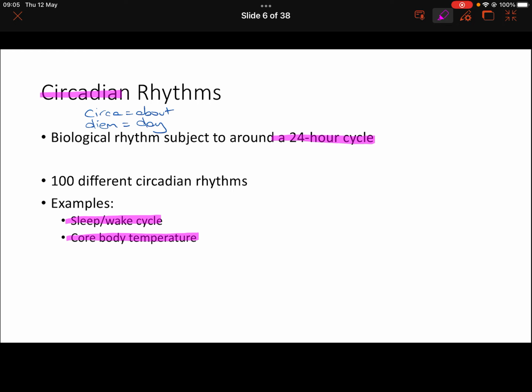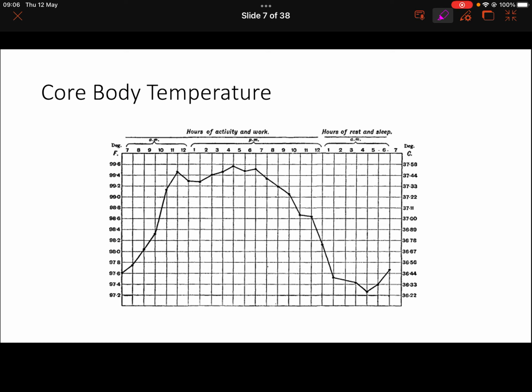This is such an interesting area of research. There's a whole field called chronobiology, which is just about the study of circadian rhythms. And so it is a huge, huge area, and we are really just scratching the surface of it here. All right, so let's have a look first of all at core body temperature. Core body temperature peaks at about 37.4 degrees in the late afternoon, around 6 p.m.